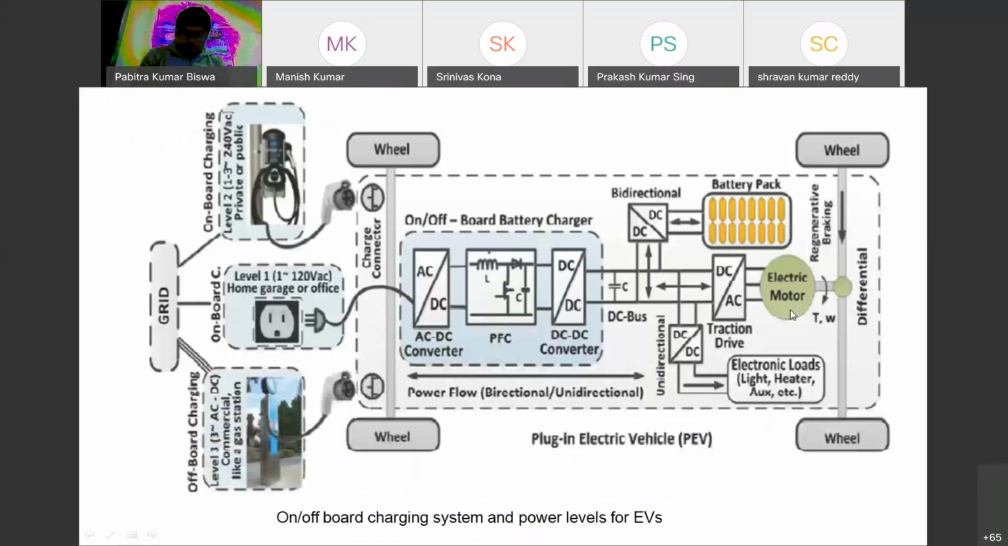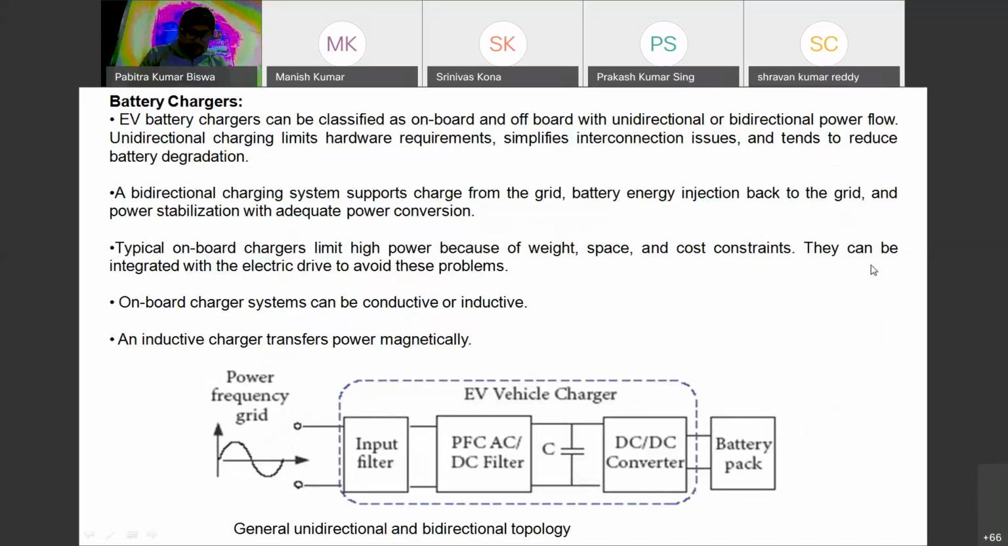Actually, we are considering here the AC voltage given, then the input filter, then the AC to DC converter with filter, and then the DC link capacitor. Then a bidirectional DC to DC converter is connected with the battery pack. Then the battery will be charged.